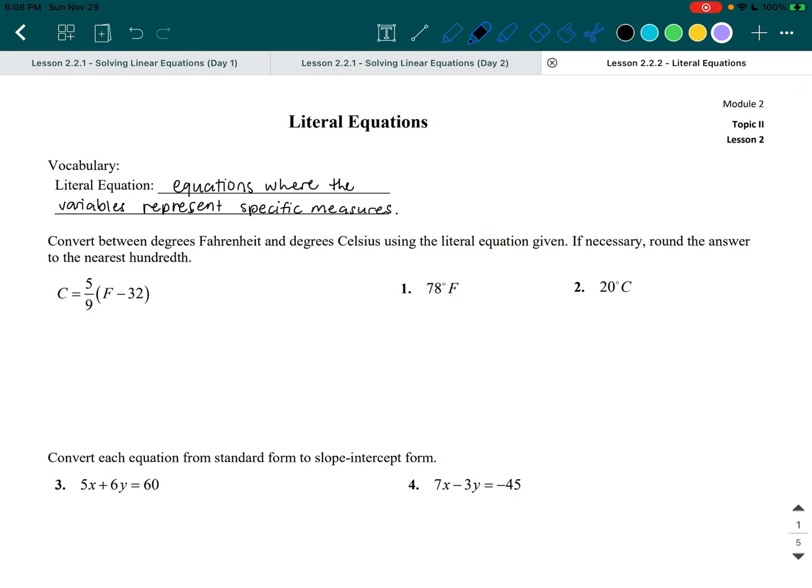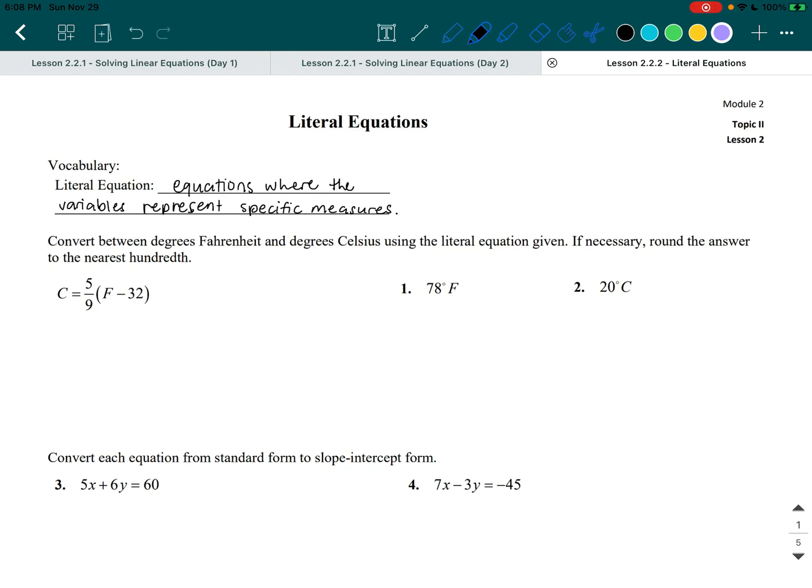Okay, so in the first section, we're going to convert between degrees Fahrenheit and degrees Celsius using the literal equation given. If necessary, round the answer to the nearest hundredth. So we have this literal equation where the C literally means Celsius and the F literally means Fahrenheit. So it's just an equation where the variables represent specific things, such as C for Celsius and F for Fahrenheit.